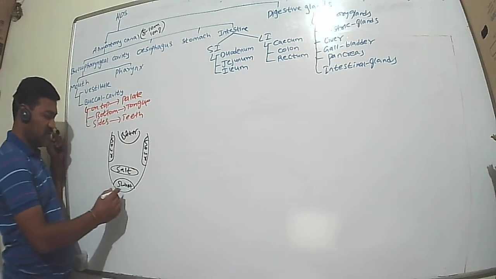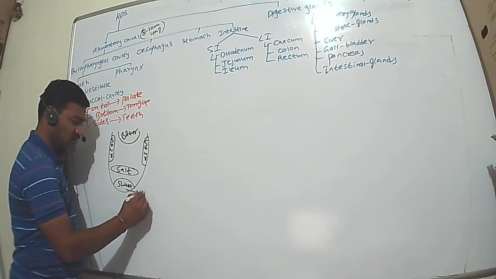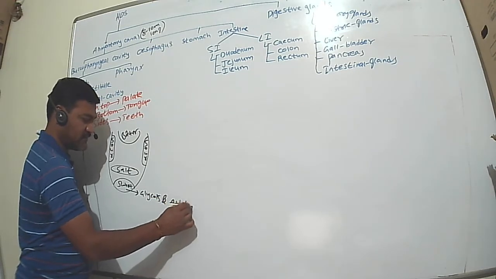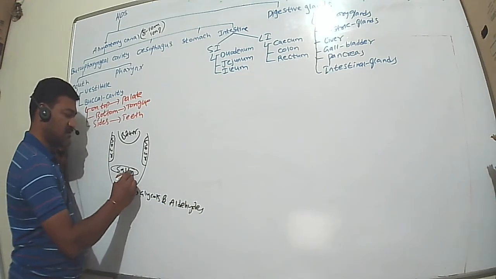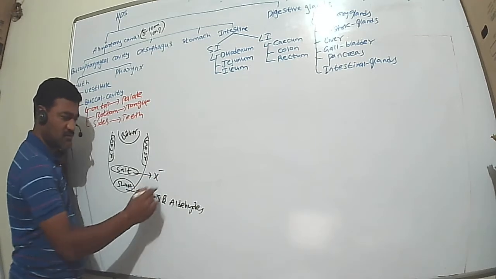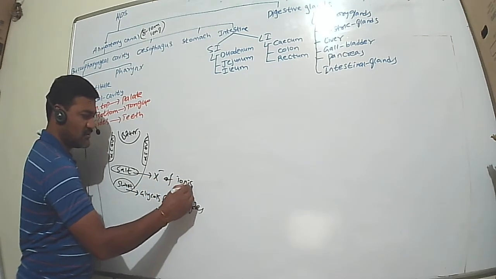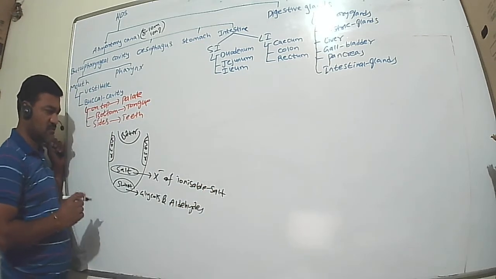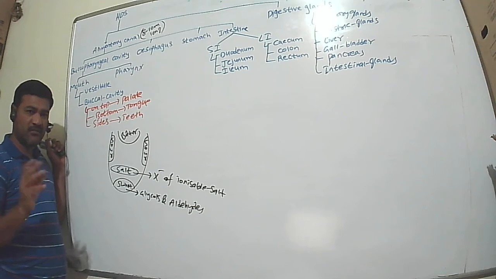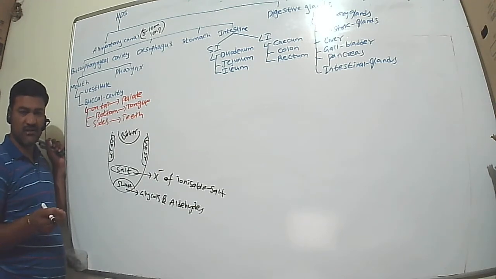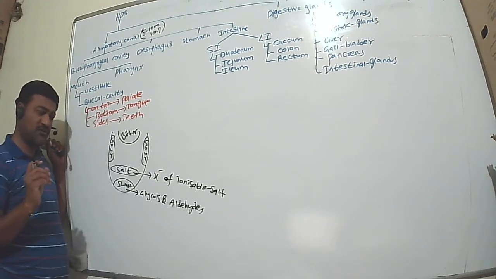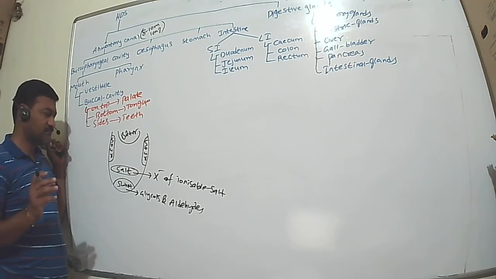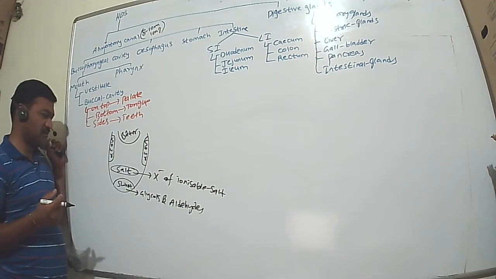But remember, sweet taste is due to molecules like glycols and aldehydes. And salt taste is because of anions of some ionizable salt. Anions of ionizable salt will give you the salt taste, because if the salt cannot be ionized, that doesn't give any saltish taste. So the salt should actually be dissociable. It should be ionized. Only then you will get that salt taste.